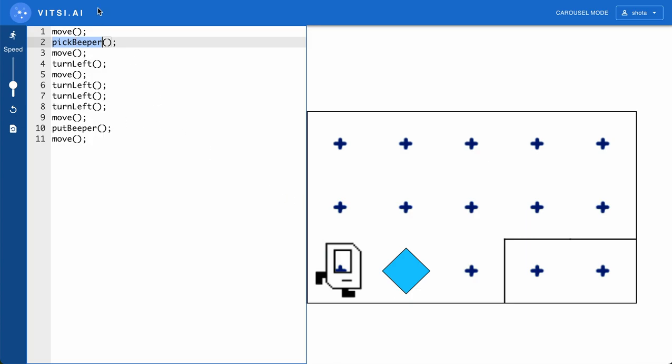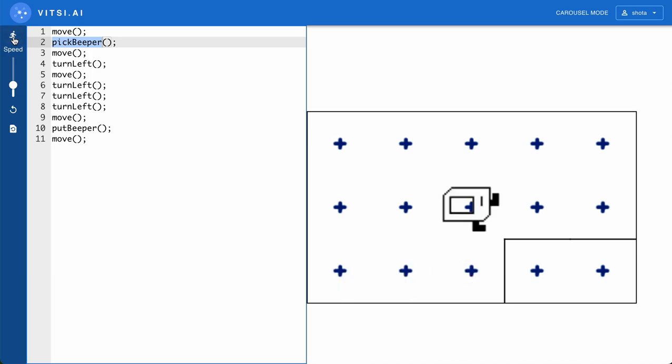So that's it. Now let's run the program and see the results ourselves. So yeah, Karel picked the beeper, put it in the correct corner, and finished work.